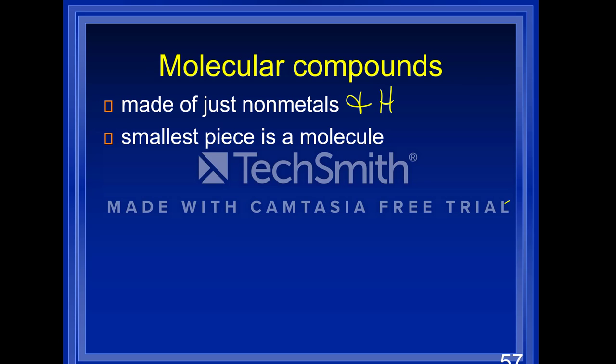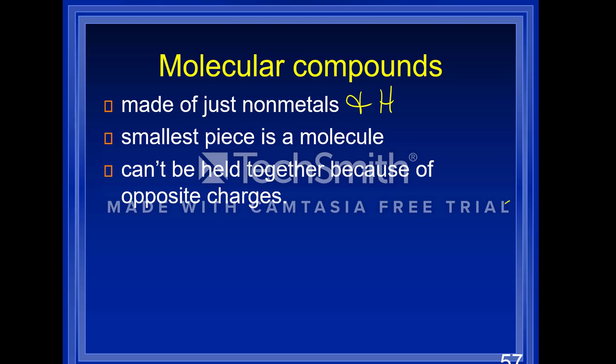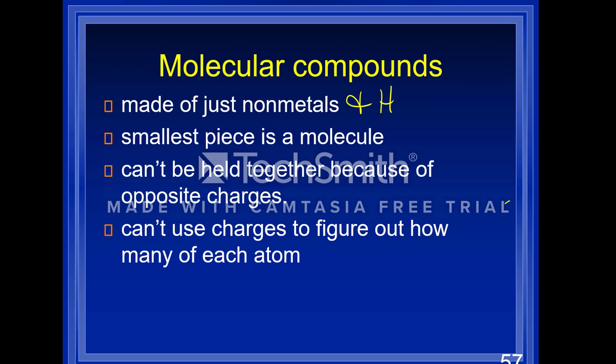Since everything is a nonmetal, if it forms an ion, it's going to make a negative ion, right? So all the pieces are going to be negative. So it can't be opposite charges holding them together. That was the whole key to writing these things, that the charges had to work out so it was neutral. If I've got everything negative, a negative charge and a negative charge will never add up to 0, right? I can't make it neutral. But we didn't try to make it neutral. We made them share electrons, okay? So I can't use charges to figure out how many of each there is.